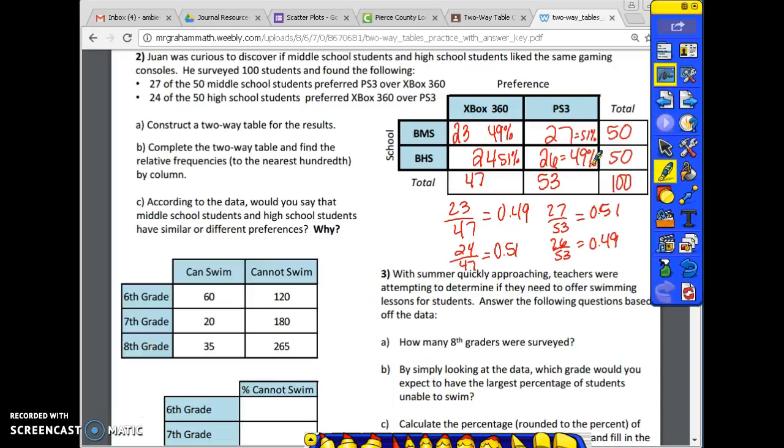According to the data, would you say that the middle school students and high school students have similar or different preferences? They have similar preferences because 49 and 51, 51 and 49, those are very close to being half. Half the kids that like Xbox are middle schoolers, half of them are high school. Almost half of those that like PS3 are middle schoolers, and almost half are high schoolers. They have pretty similar preferences.